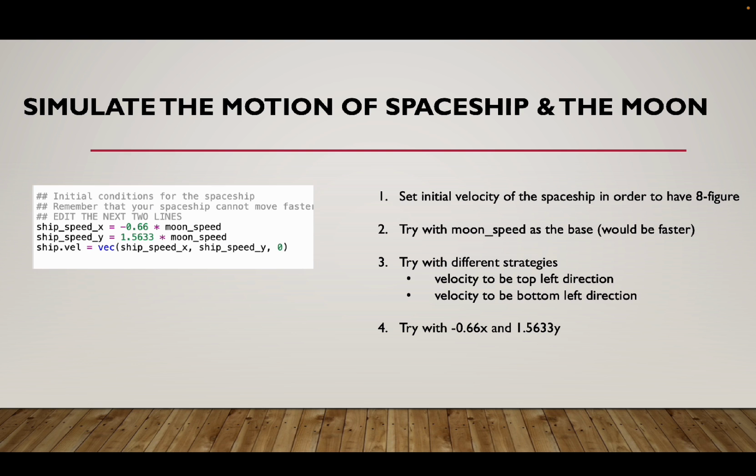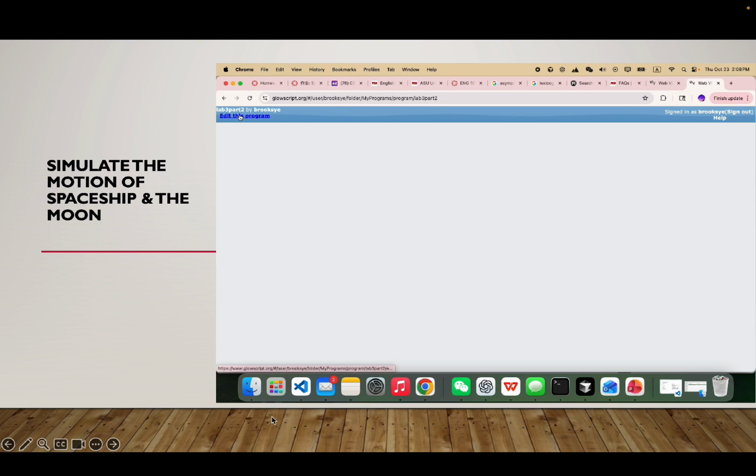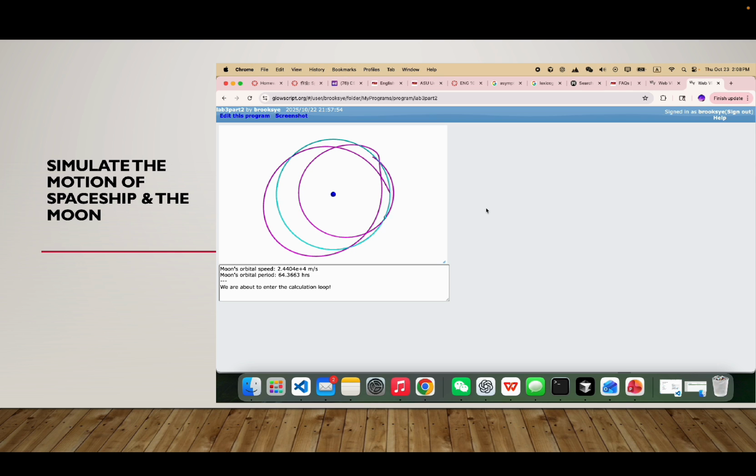And then I eventually tried negative 0.66x and also 1.5633y. So this is the video of the orbit. We can see that the orbit is a little bit strange because unfortunately, I can't find the exact number that would cause the figure-eight orbit. But I think it's the closest one I ever tried.